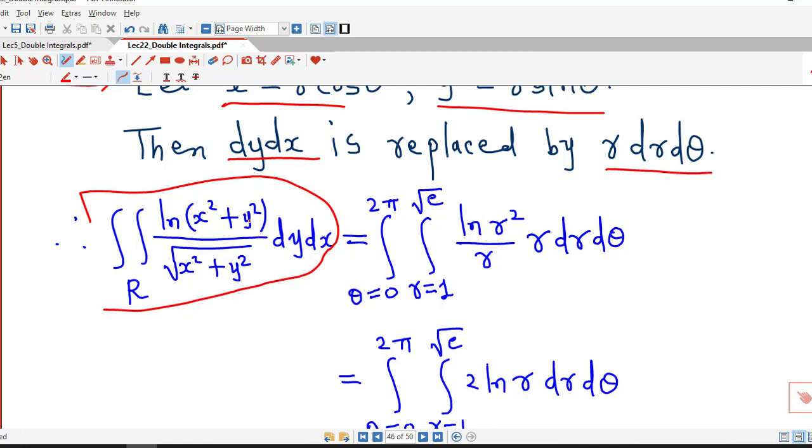So if x is r cos theta, y is r sin theta, x square plus y square is r square. So this is log of r square, and square root of x square plus y square is square root of r square, which is r. So this denominator is small r and dy dx is replaced by r dr d theta. So we can see r will cancel out, and using the property of logarithm we can rewrite log of r square as 2 log r.